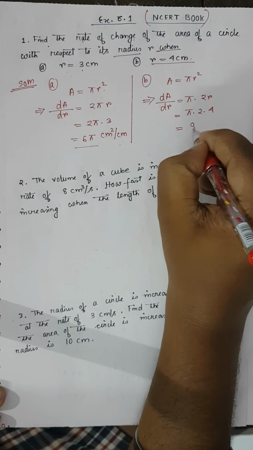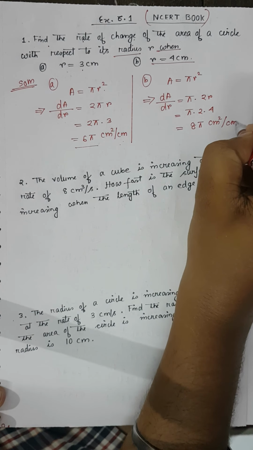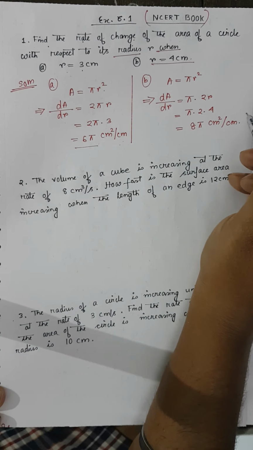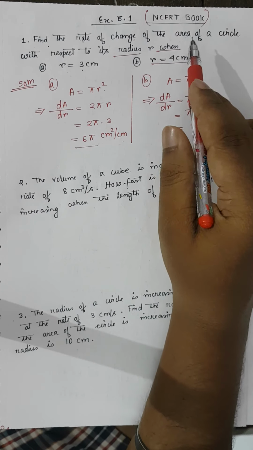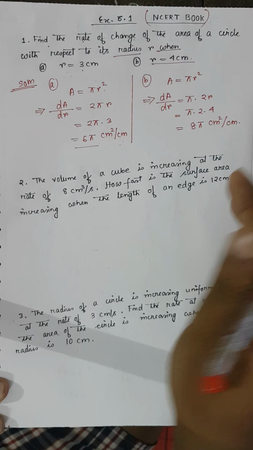So it is equal to 8 pi centimeter square by centimeter, since we have to find the rate of change of area with respect to radius. So this is centimeter square by centimeter.